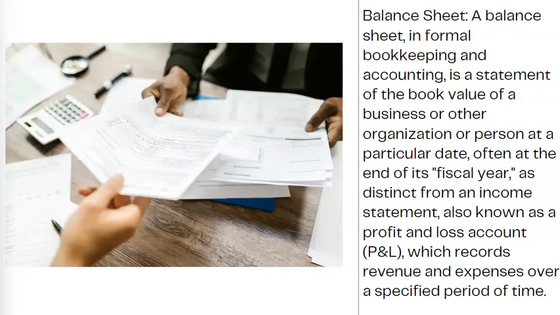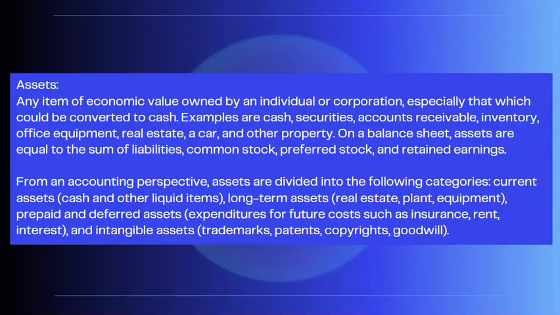A balance sheet, in formal bookkeeping and accounting, is a statement of the book value of a business or other organization or person at a particular date, often at the end of its fiscal year, as distinct from an income statement, also known as a profit and loss account, P&L, which records revenue and expenses over a specified period of time. An asset is any item of economic value owned by an individual or corporation, especially that which could be converted to cash. Examples are cash, securities, accounts receivable, inventory, office equipment, real estate, a car, and other property. On a balance sheet, assets are equal to the sum of liabilities, common stock, preferred stock, and retained earnings.